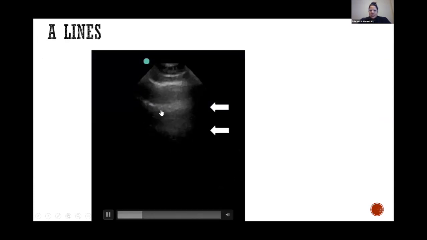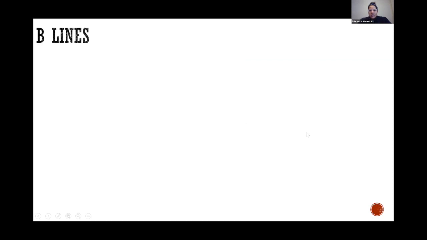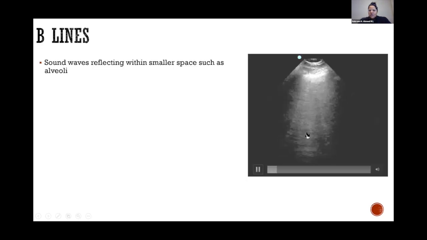So again, I want to show you here A lines. These are your A lines, and they're reflections of the pleural line, which is the first line at the very top. Okay. Now, B lines are, as we mentioned two slides ago, sound waves reflecting within a smaller space, such as the alveoli, and they look like this, what you see on the right. You see the pleural line, and this is all with the low frequency probe, by the way, and you can tell that by the footprint that you get here, that triangular looking footprint.